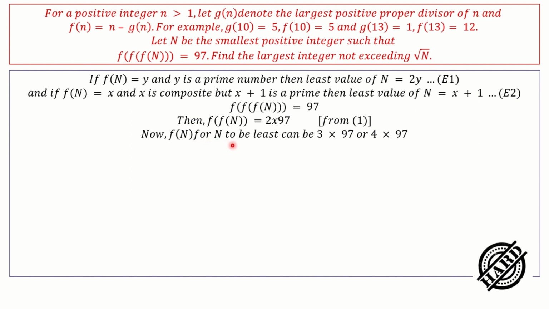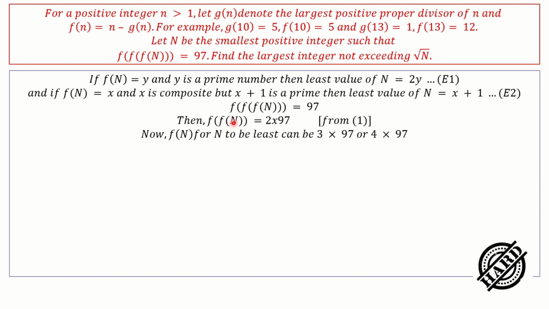Now, this f of n value is what I'm trying to tell: if this is twice the prime number, this has to be either 3 times the prime number or 4 times the prime number. Okay, why? Let's take a smaller example. If it is 2 times 7, that is 14, then this has to be either 21 or 28.